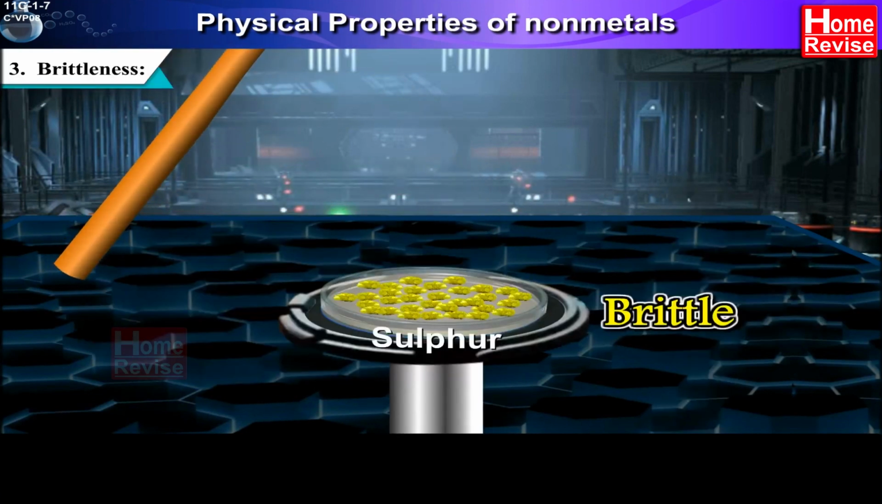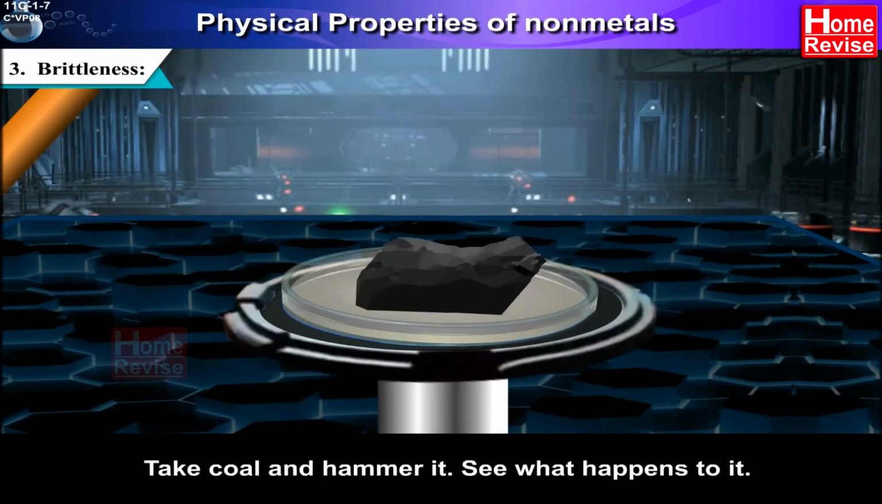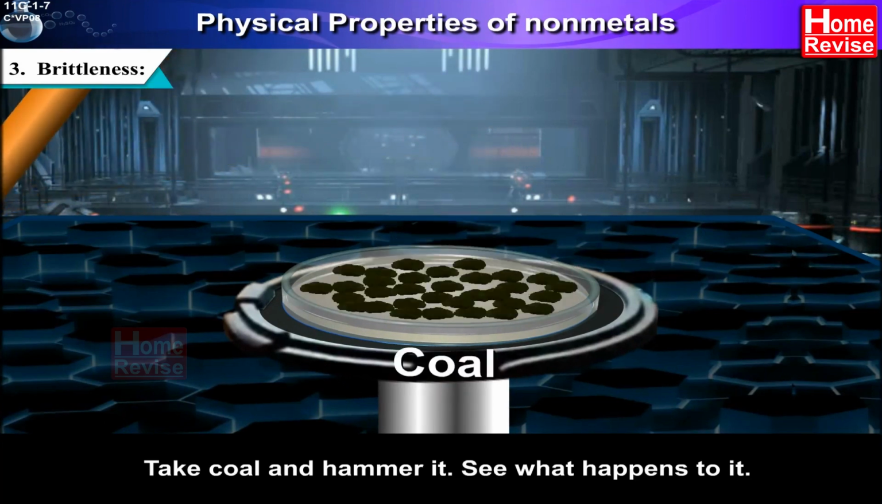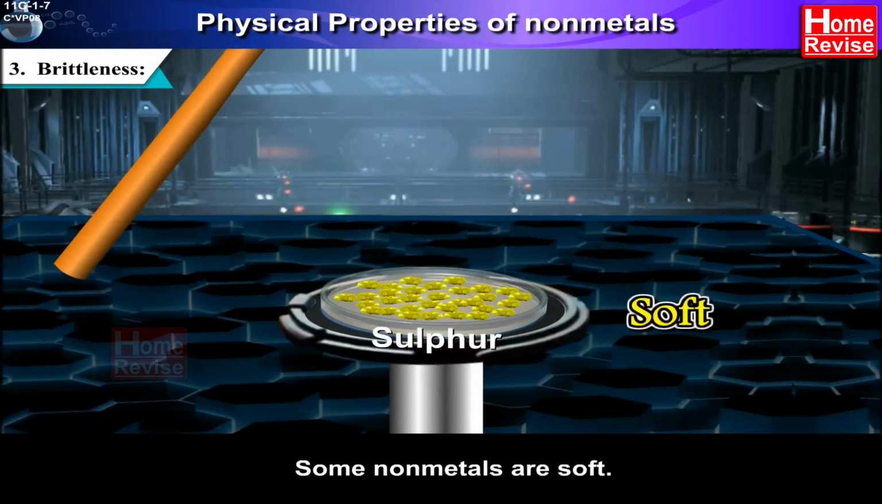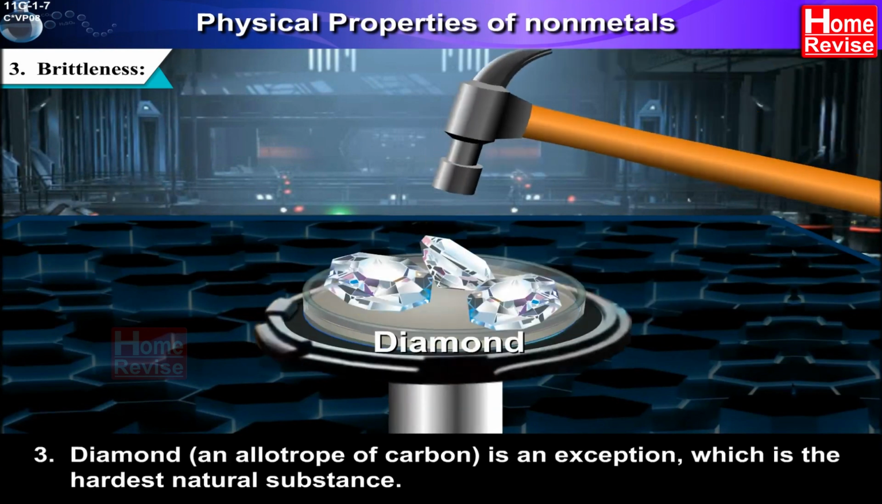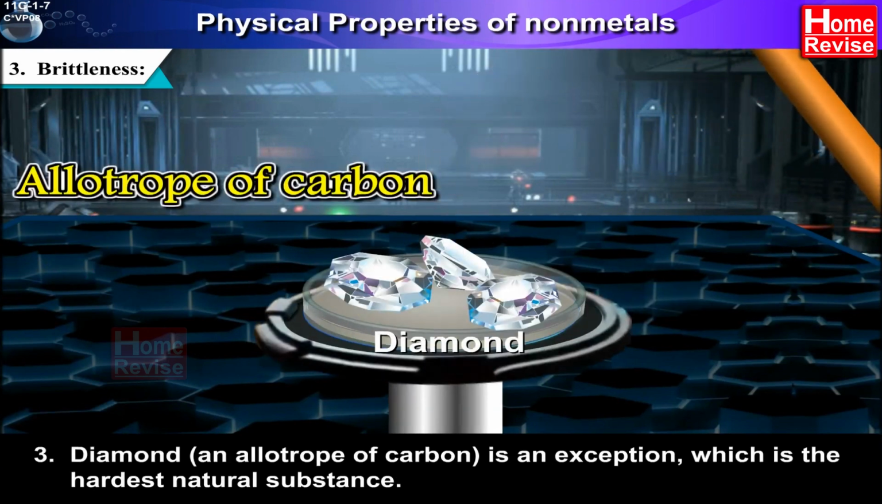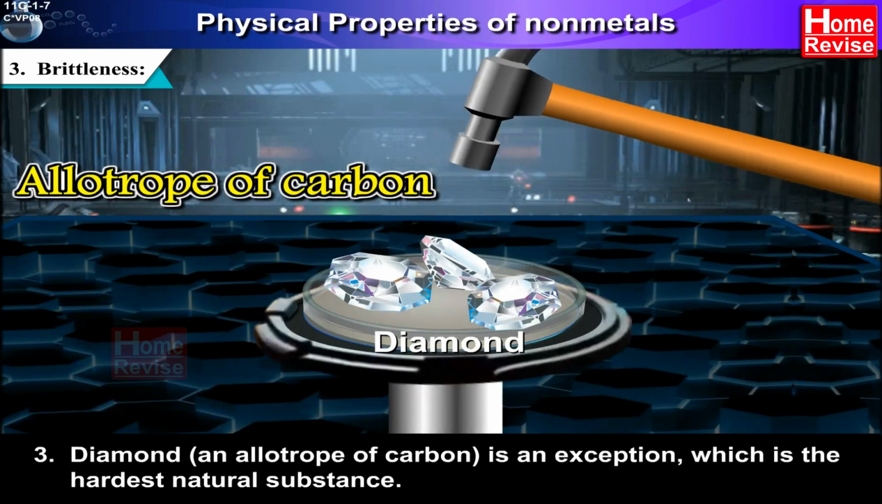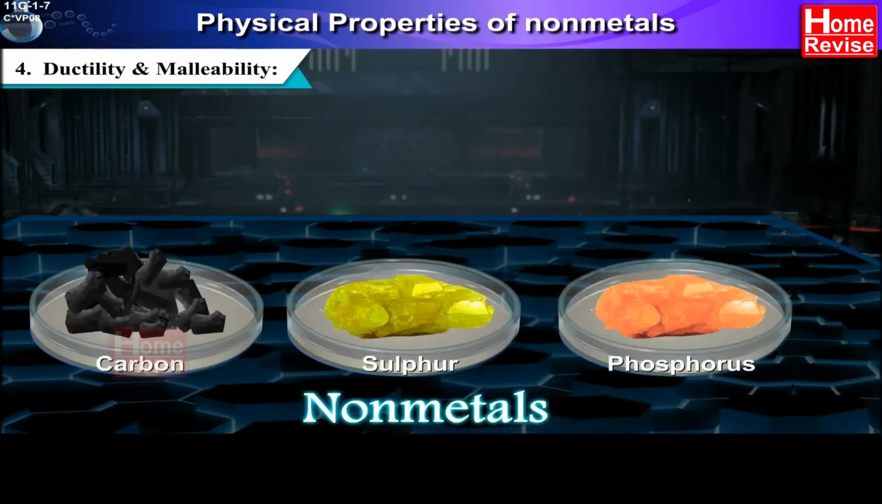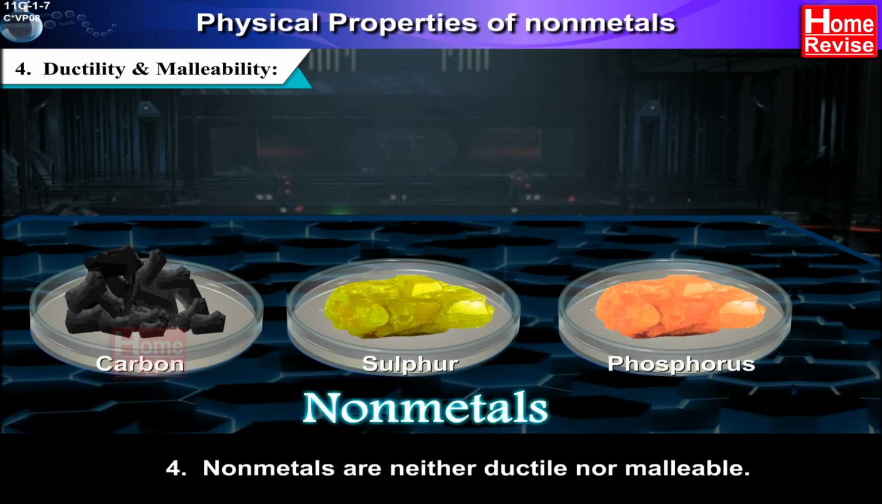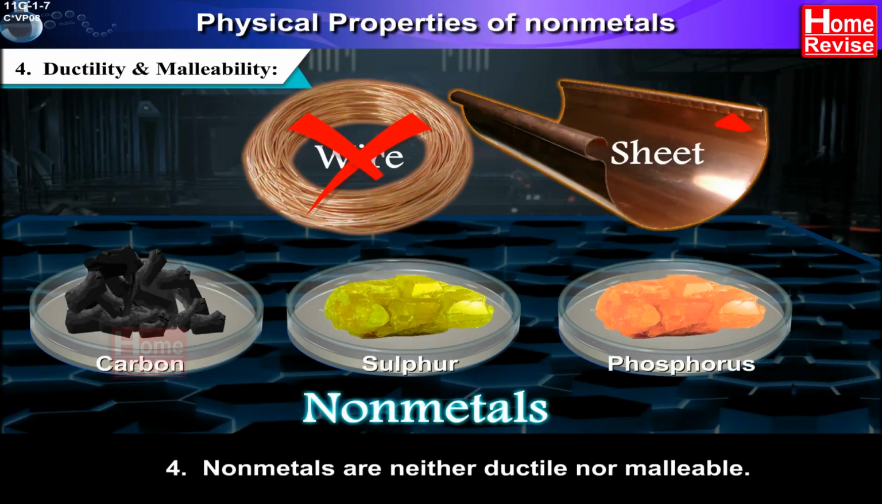3. Brittleness. Take coal and hammer it. See what happens to it? Solid non-metals are brittle. Some non-metals are soft. Diamond, an allotrope of carbon, is an exception, which is the hardest natural substance. 4. Ductility and malleability. Non-metals are neither ductile nor malleable.